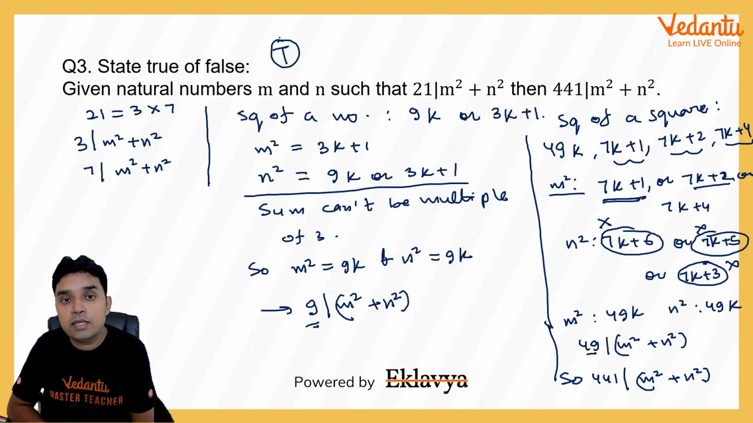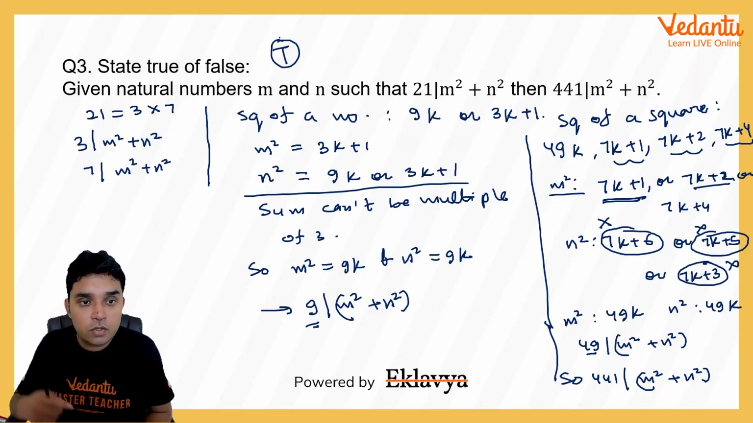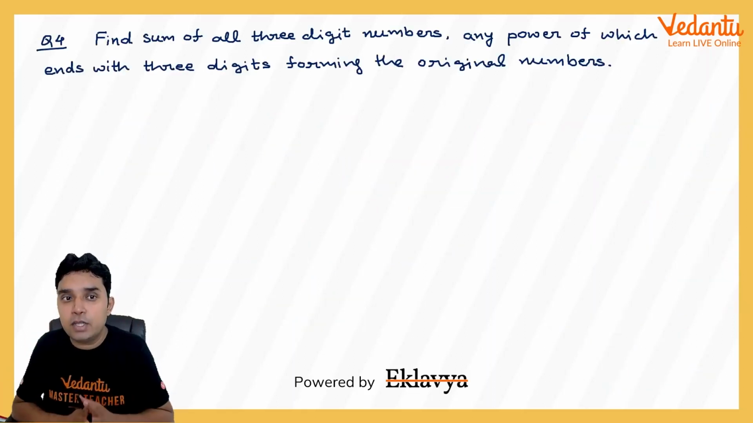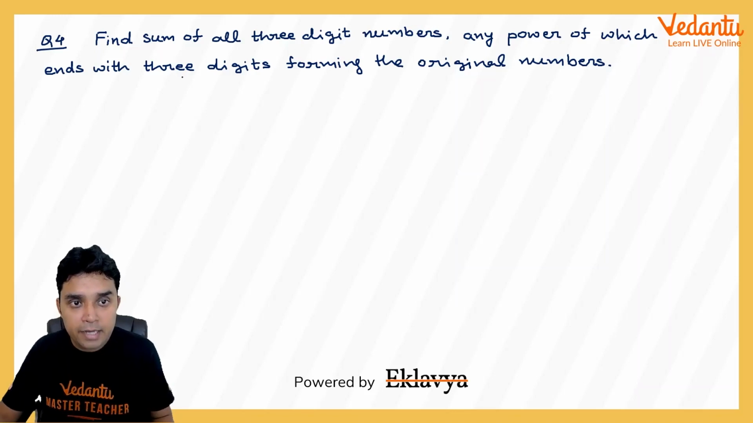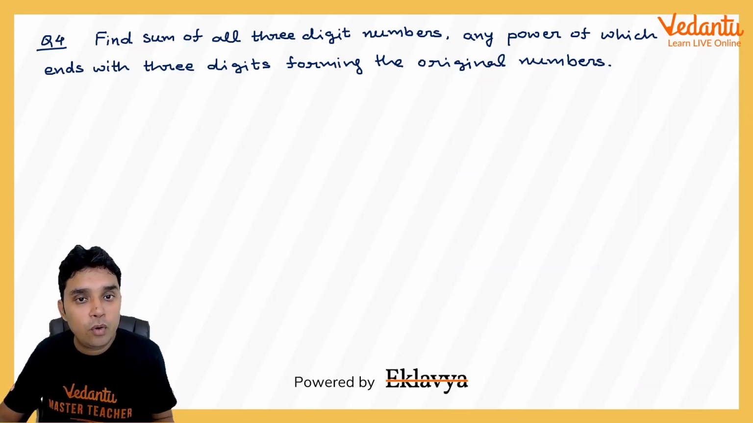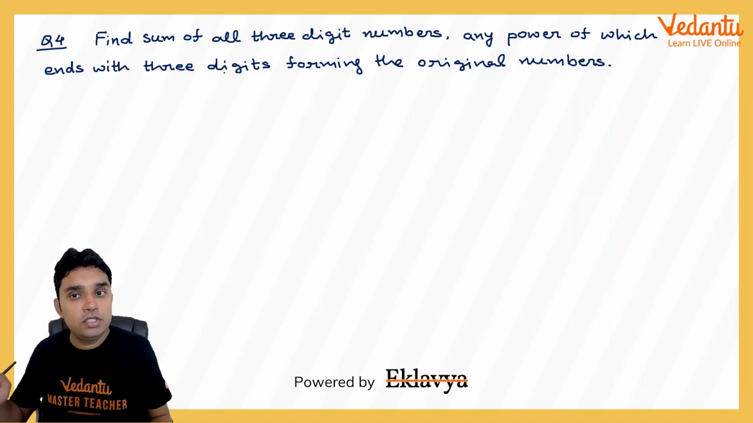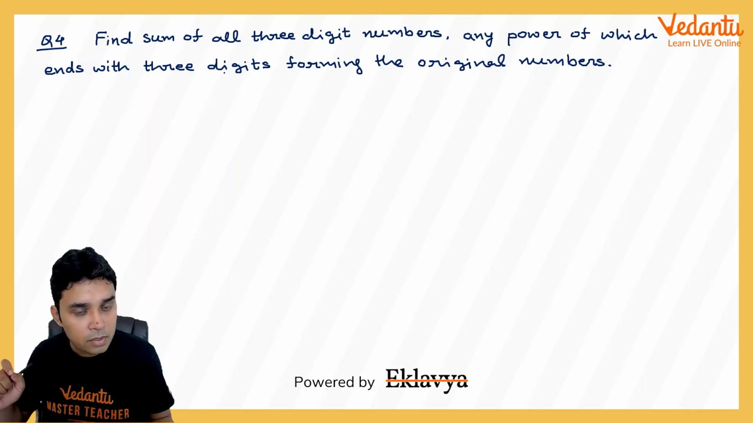So this question is very much similar to that only. So coming to the next question, question number 4, one very interesting question. Please see what this is. It is saying that find sum of all 3-digit numbers, any power of which ends with 3 digits forming the original number. What does that mean?